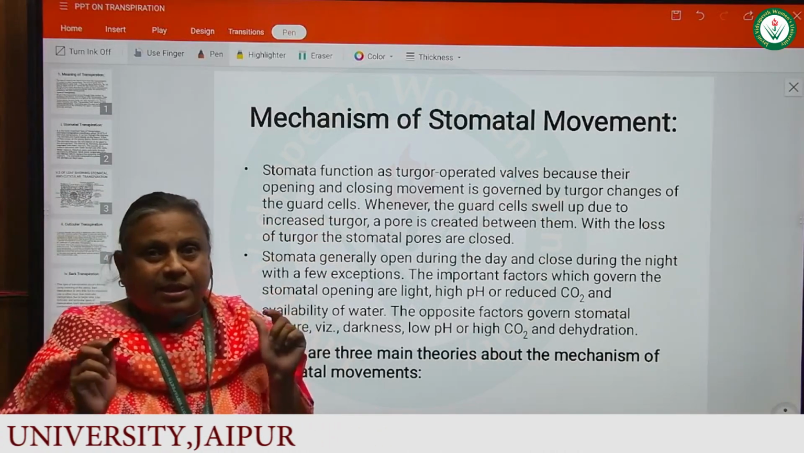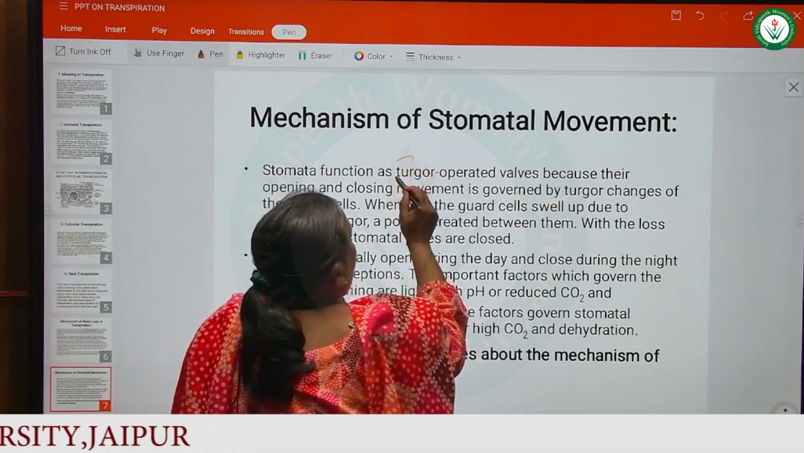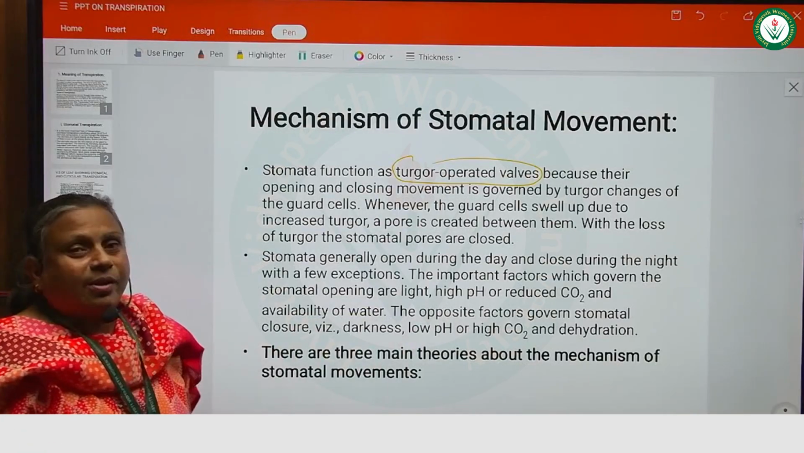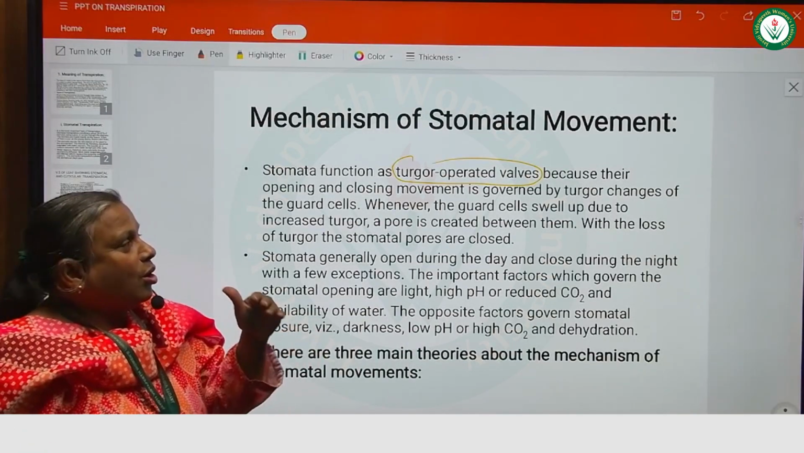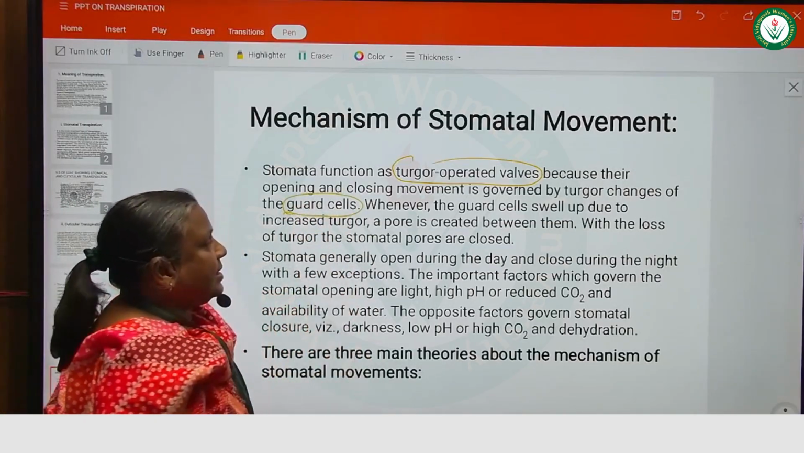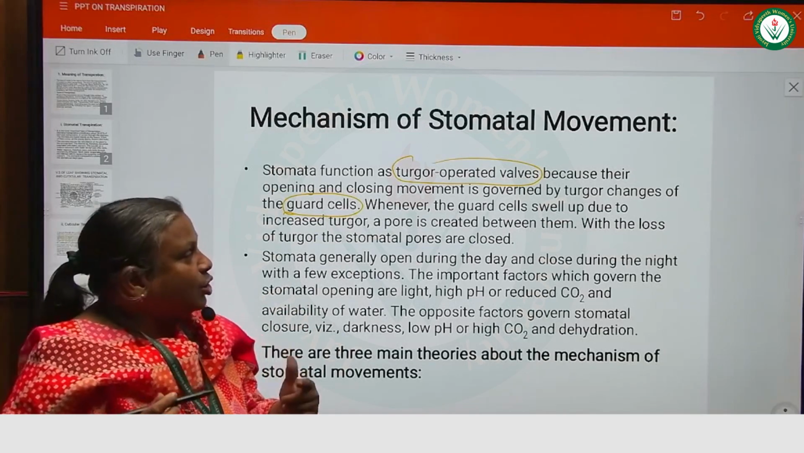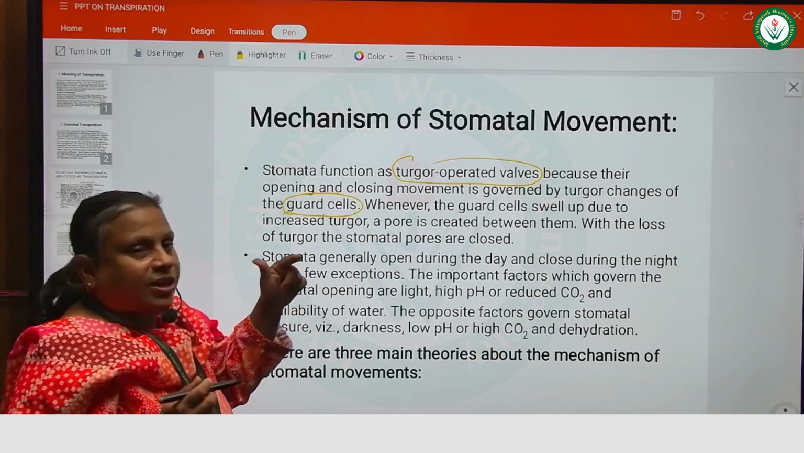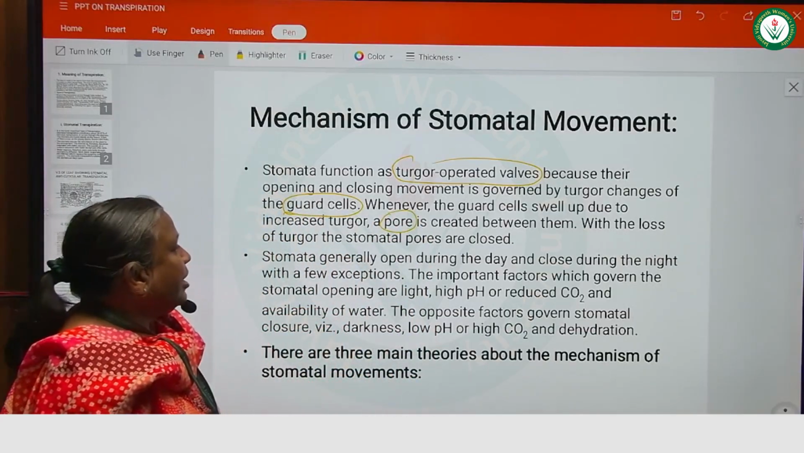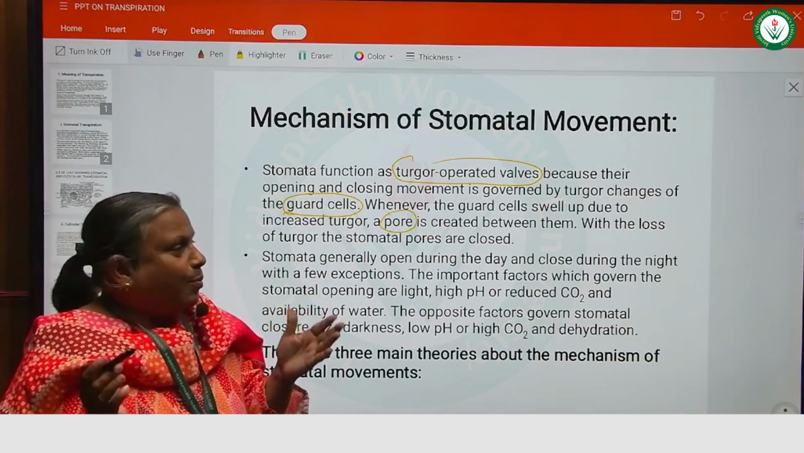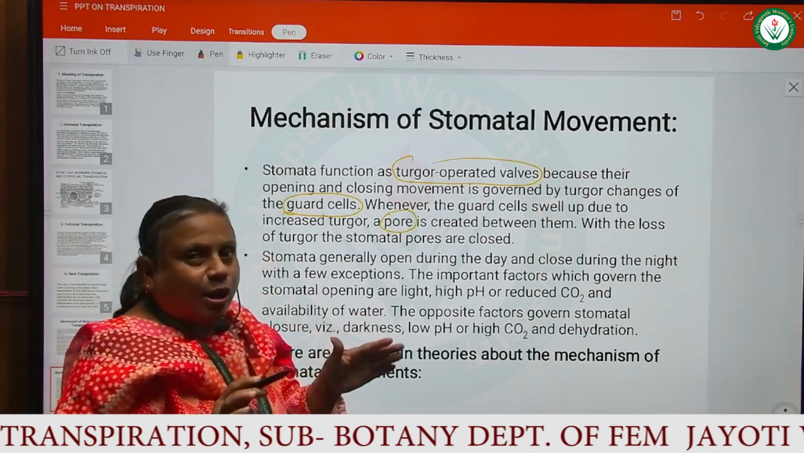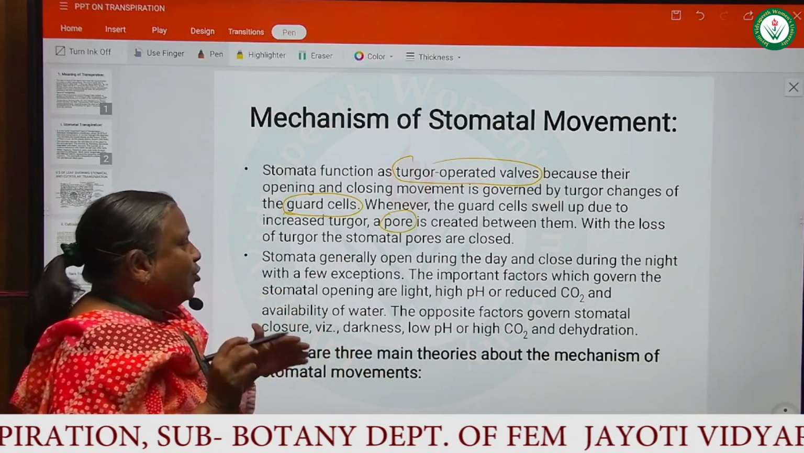The stomata function as turgor operated valves because their opening and closing movement is controlled or governed by the turgor changes of the guard cells. Whenever the guard cells swell up due to the increased turgor, a pore is created in between them. With the loss of turgor, the stomatal pores are closed. Stomata open during the day and close during the night, with a few exceptions.